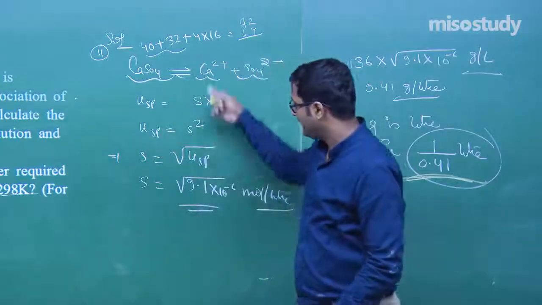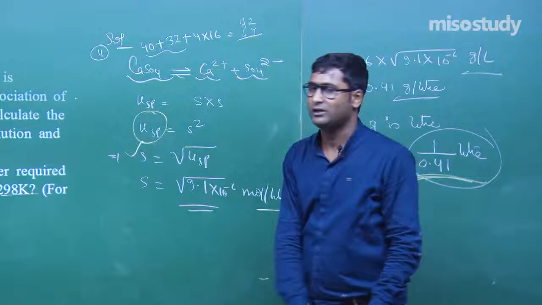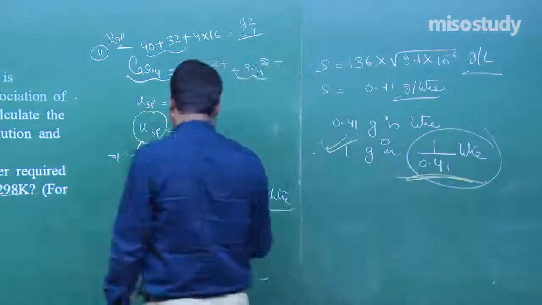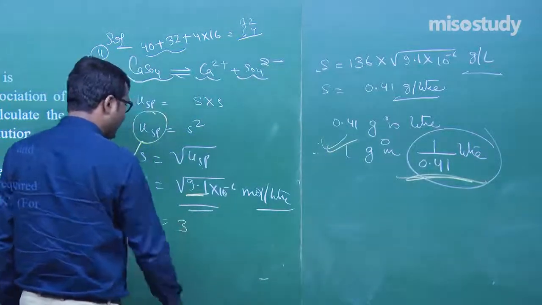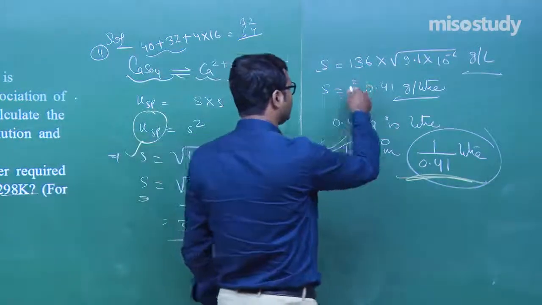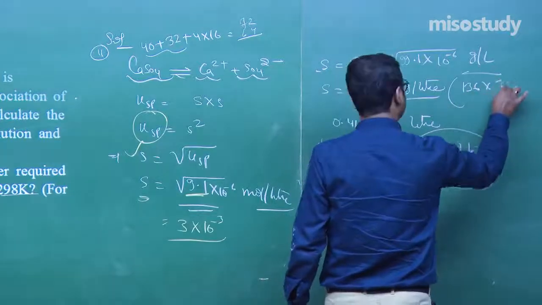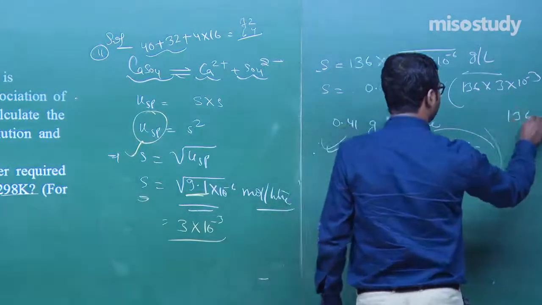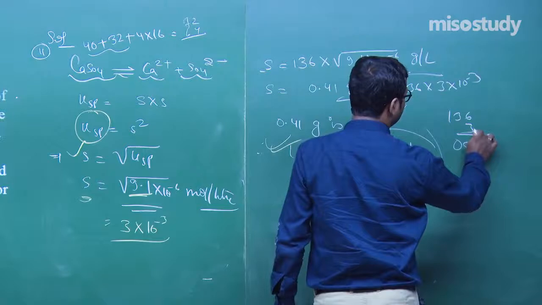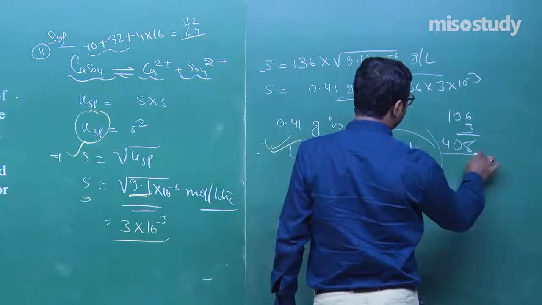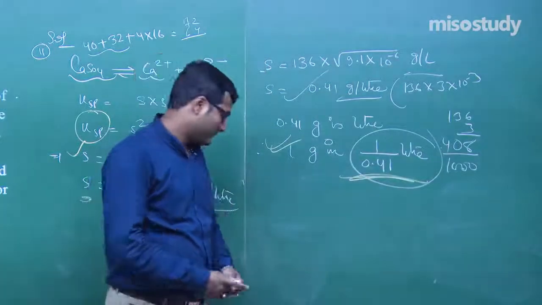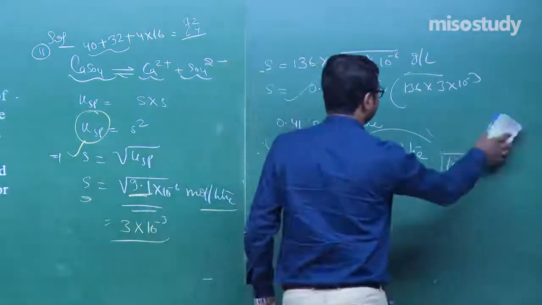Am I right? Is there any problem? This is the solubility and this is the solubility product, my friend. Again I am repeating, this is solubility and this is solubility product. If I estimate, then we know the root of 9 is 3 and 10 to the power minus 6 becomes 10 to the power minus 3. Now you can write here 136 into 3 into 10 to the power minus 3. 136 into 3, that is 408, divided by 1000. So what do we get? 0.41. Look at, you can get the value. So it's very simple, the calculation part should be strong.